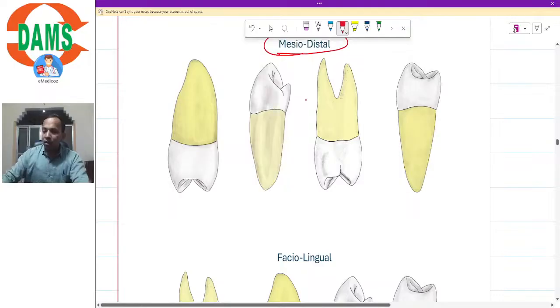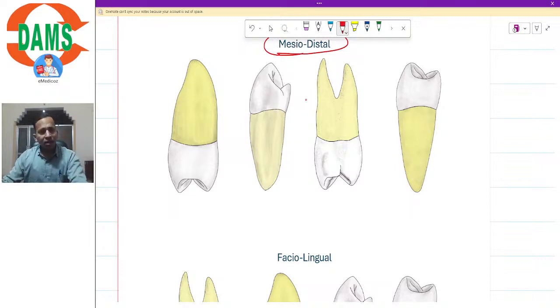As you can see, these teeth are not kept in a specific sequence. Rather, they appear to be arranged randomly. But actually, they are arranged according to their increasing angulation, right? So the maxillary second and the mandibular first premolar have the least mesiodistal angulations in their respective arches, right?